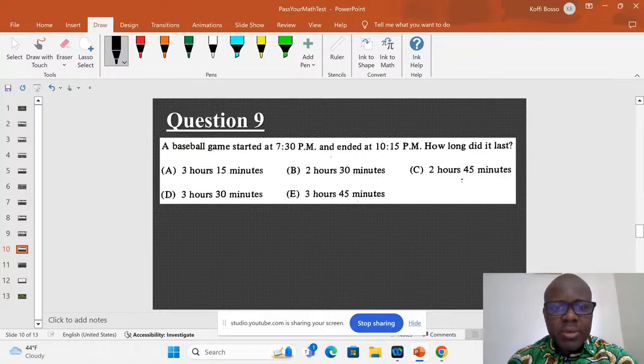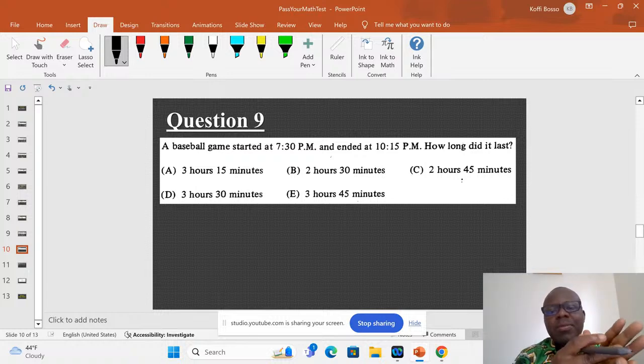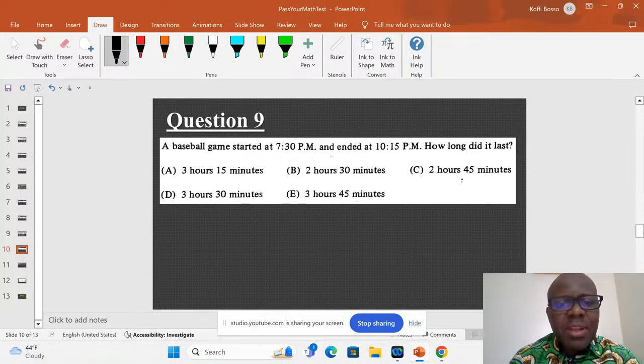A baseball game started at 7:30 p.m. and ended at 10:15 p.m. How long did it last? Okay, you have to understand that this is to just check how many hours and minutes separate 7:30 p.m. to 10:15 p.m. The first choice here, they say 3 hours and 15 minutes.